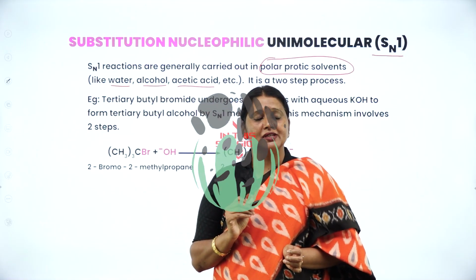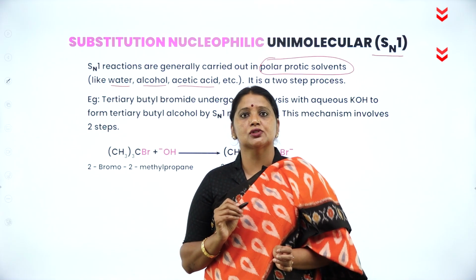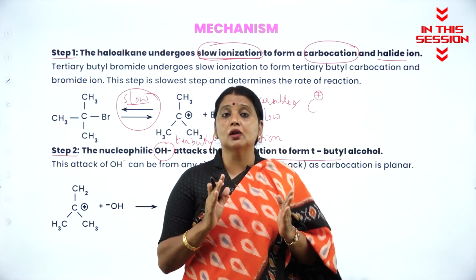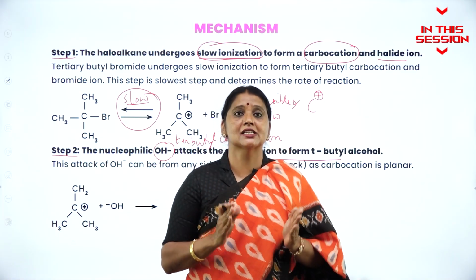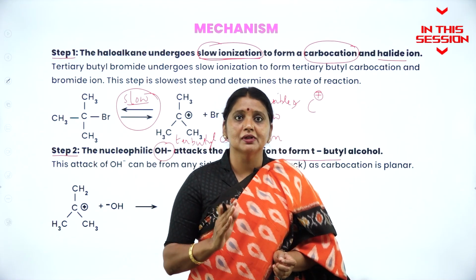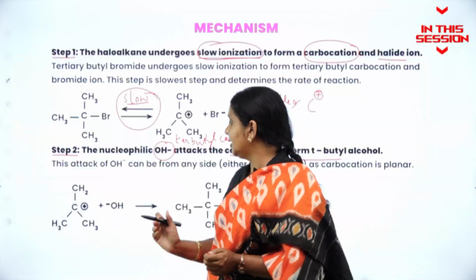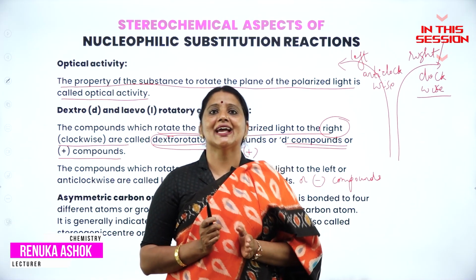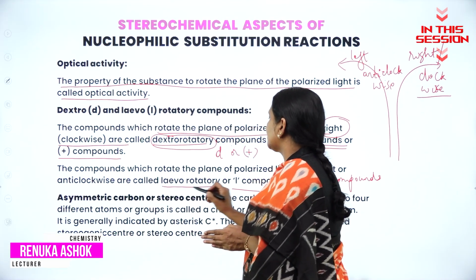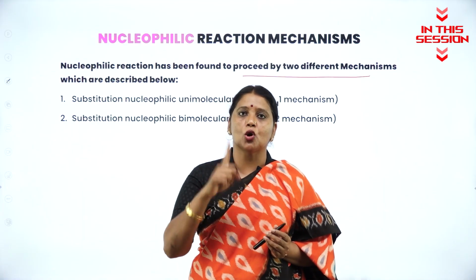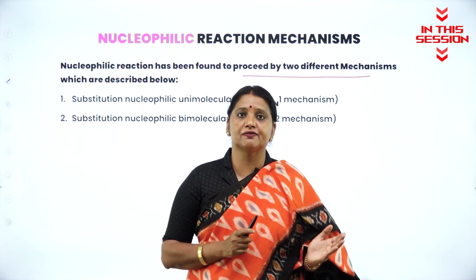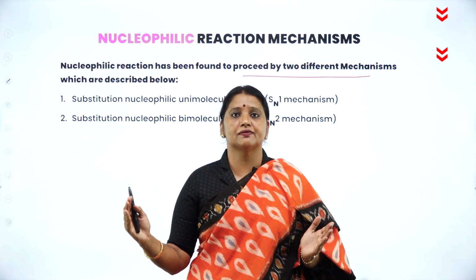SN1 mechanism takes place in the presence of polar protic solvents like water, alcohol, acetic acid. The nucleophile OH- attacks the carbocation to form tertiary butyl alcohol. The compounds which rotate the plane polarized light to the left, or in anti-clockwise direction, are called what? Levorotatory. For nucleophilic substitution, there are how many types of mechanism? 2 types of mechanism. Reaction is different, reaction mechanism is different.